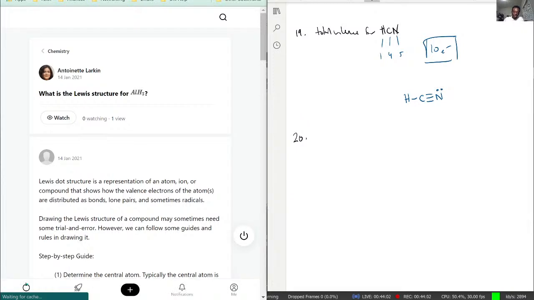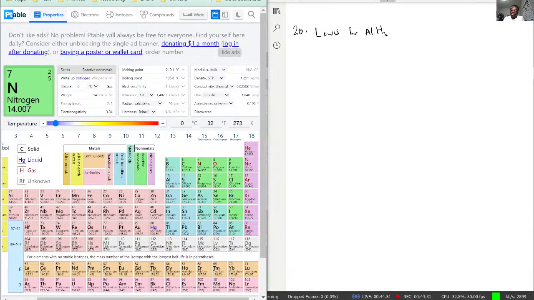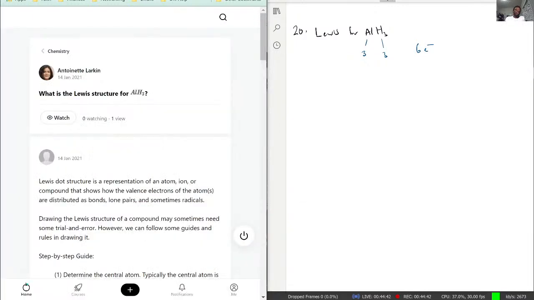With question number 20, we have: what is the Lewis structure for AlH3? For this, we first count the total valence electrons, similar to what we just did. Aluminum, being on the 13th column, has 3 valence electrons, and hydrogen on the first column has 1 each, so that'll be 3 as well. We're working with 6 electrons total for this.